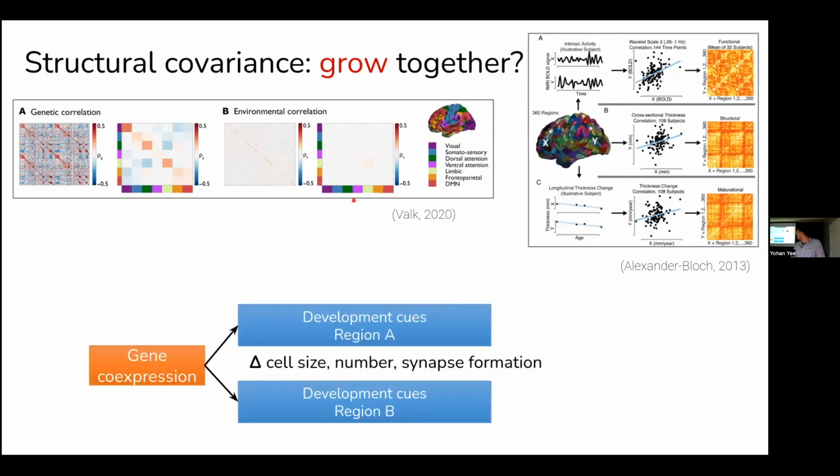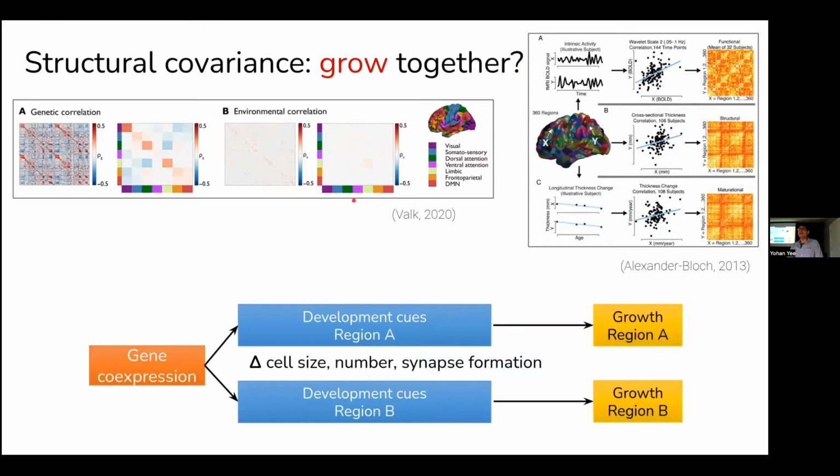So in other words, if you have two regions, they share the same patterns of genes, they express the same genes, they undergo the same developmental processes, they'll likely be coupled together in their growth patterns. And at a single time, if you measure their volumes, you'll measure their correlated volumes as a covariance.